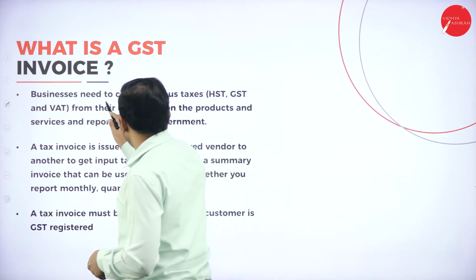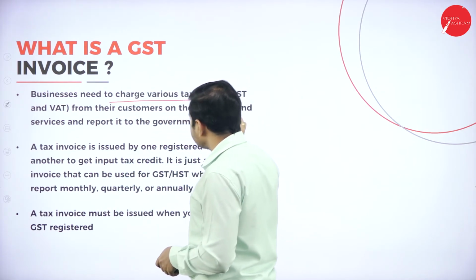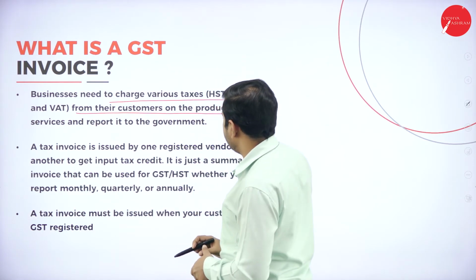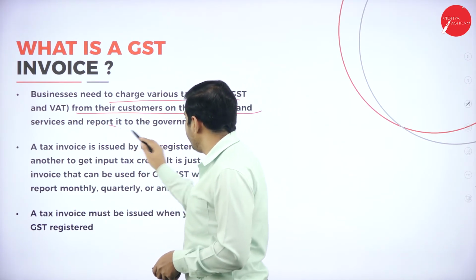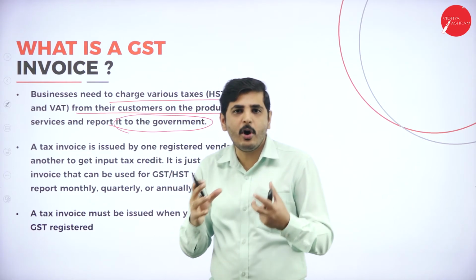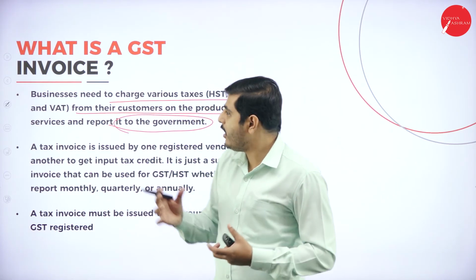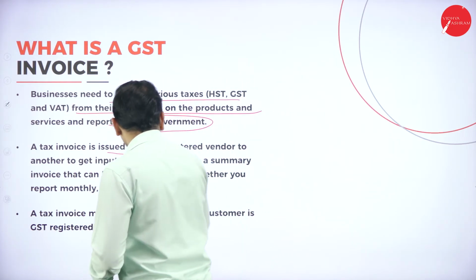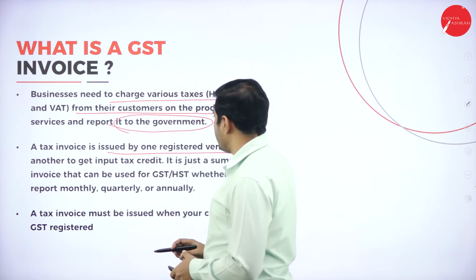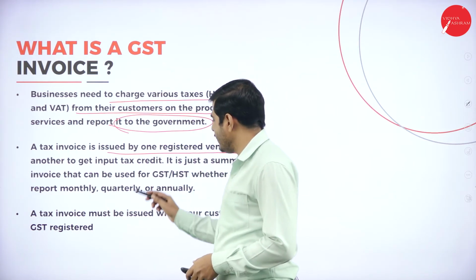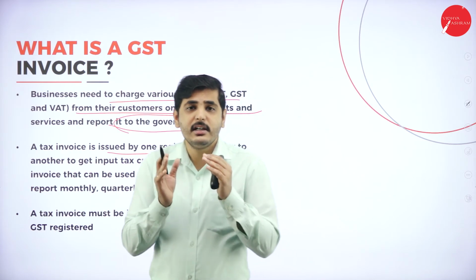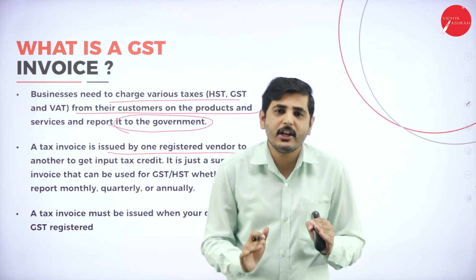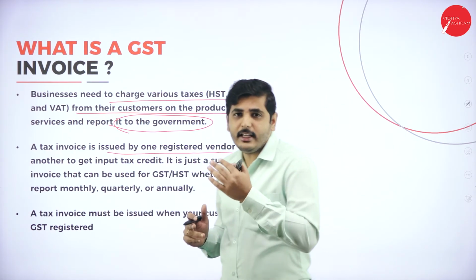So in business we need to charge various taxes, it may be GST, VAT, from their customers on the products and services, and a report is to be given to the government. So we have to provide all the documents to the government. This is called as invoice. Now next point, the tax invoice is issued by one registered vendor to another to get input tax credit. So only a registered person can issue the tax invoice. So an unregistered person cannot issue the tax invoice to get the input tax credit.